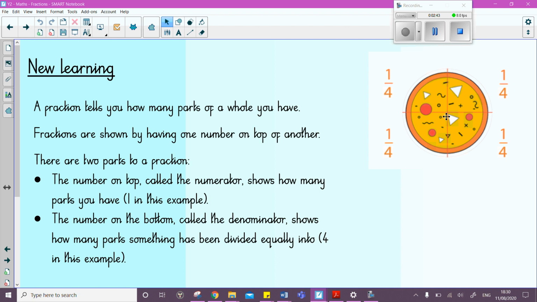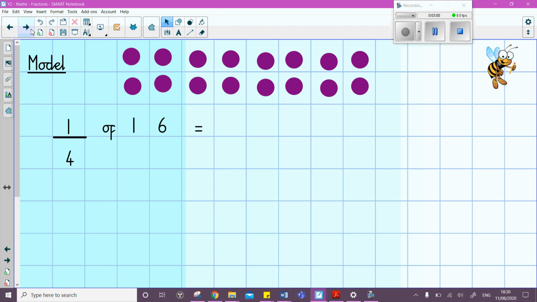And if I decided to eat this part of the pizza, I have eaten 1/4. If I decided to eat these 2 parts of the pizza, I've eaten 2/4. And I can also say I've eaten 1/2, because I could share it just into halves. So today we're going to find our fractions of amounts using that knowledge. So I want to find 1/4 of 16.